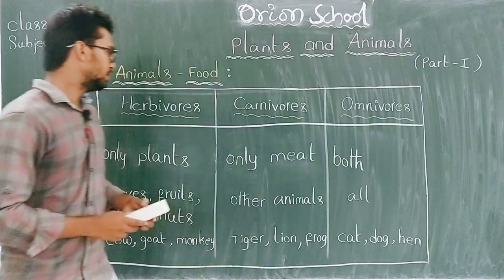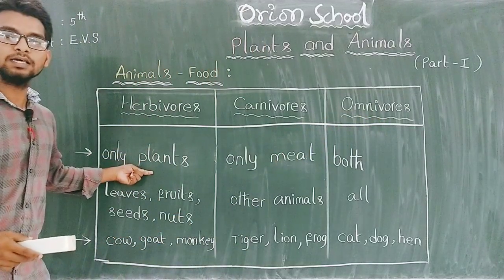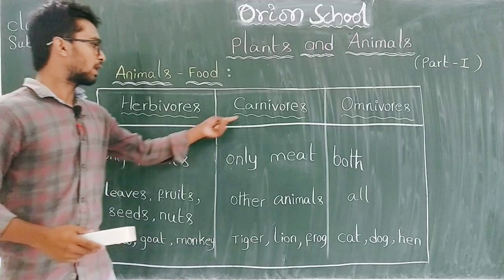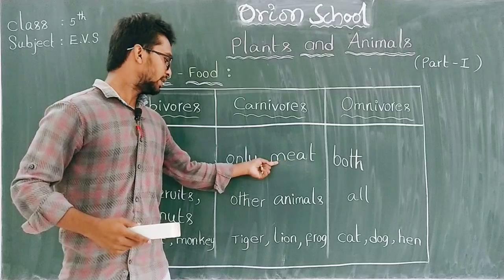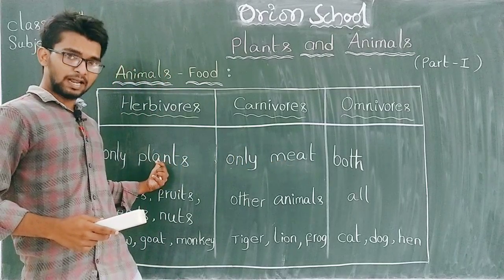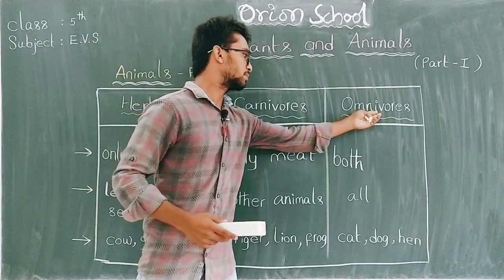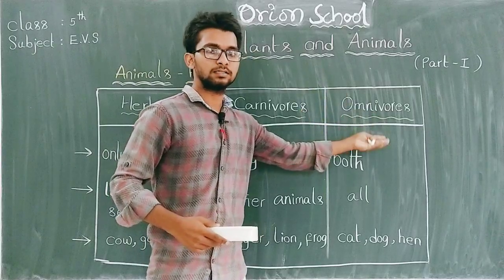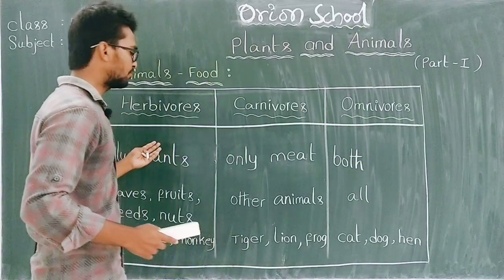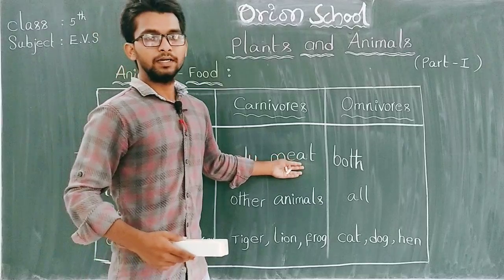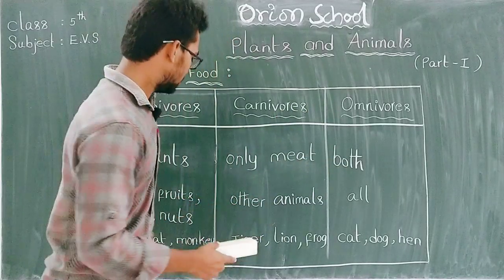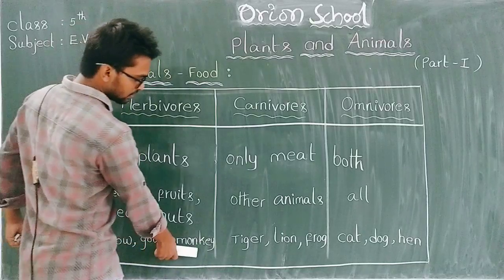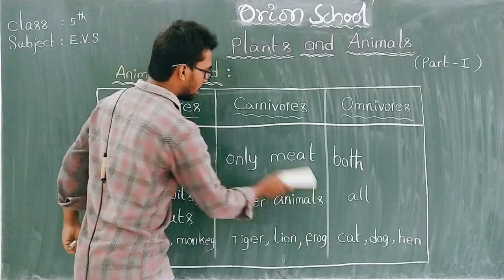So herbivores means they eat only the products of plants. Carnivores means they eat only meat. They don't eat the products of plants, right? Here omnivores means they eat all the things. All the things means the products of plants and also meat and flesh of the other animals, right? So here you have seen some examples for all these categories.